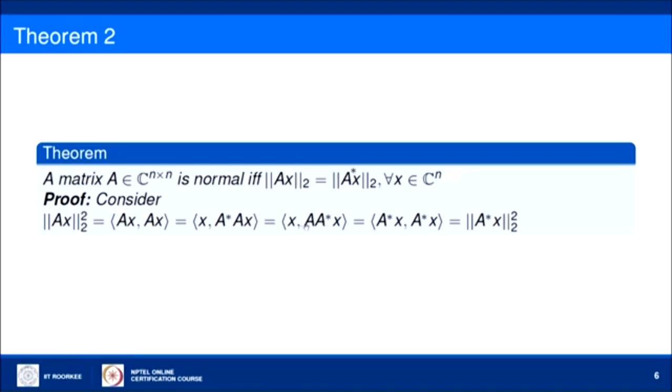So, the inner product of x with A star x comes out to be the inner product of A star x and A star x, which is nothing but the norm of A star x squared. So, very simple result, a one line proof. Now, come to another important result, that is called the spectral theorem.